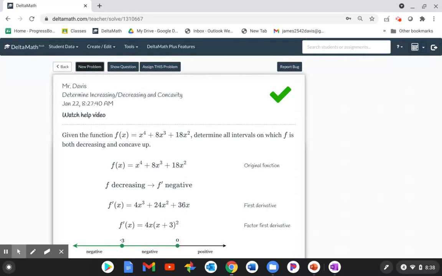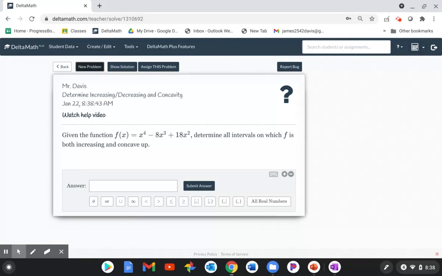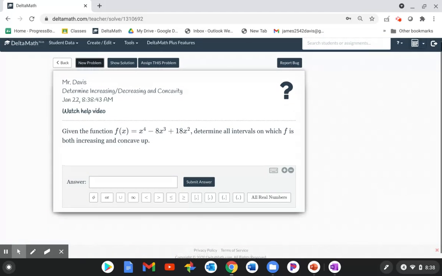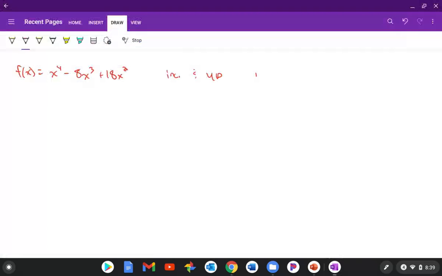All right, let's do one more of those. And all right, increasing up. Let's go ahead and try that. Pause it. All right, so first thing we need to do is first derivative.